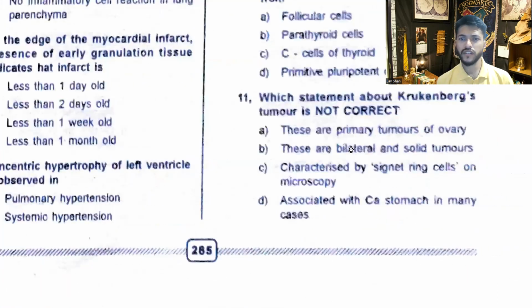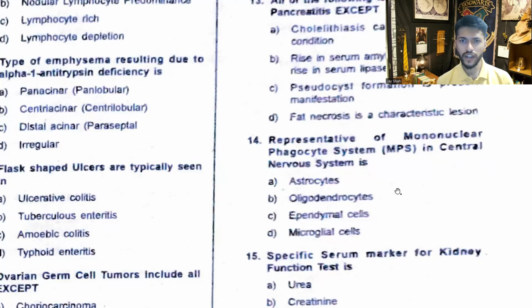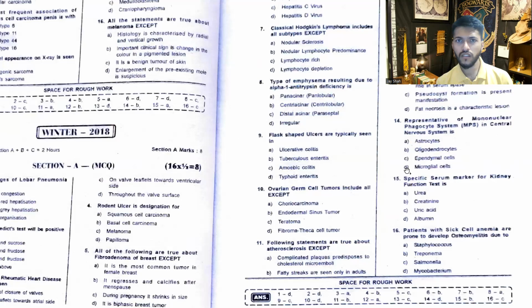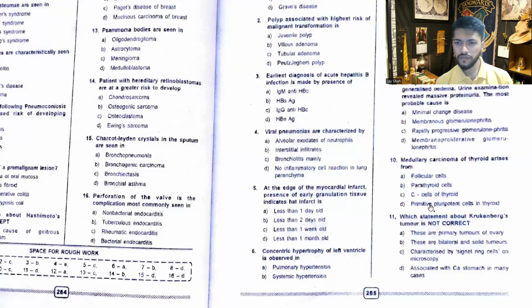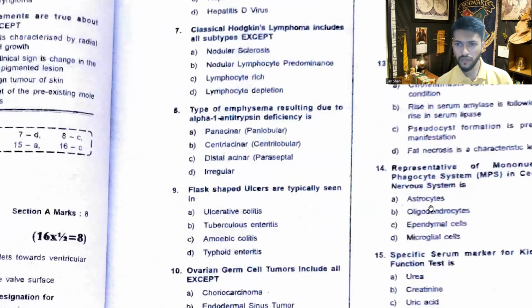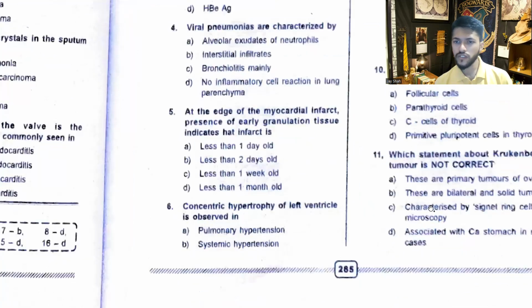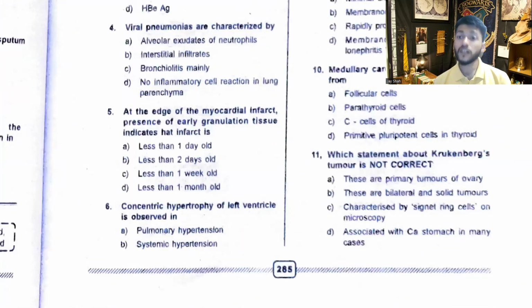Which statement about Krukenberg's tumor is not correct? Primary tumors of ovary. Yes, this is the incorrect thing because it's a metastatic tumor. It's not a primary tumor. Bilateral and solid, yes. Signet ring cells, yes. Associated with CA stomach in many cases. Associated with CA stomach, CA colon, and CA breast.